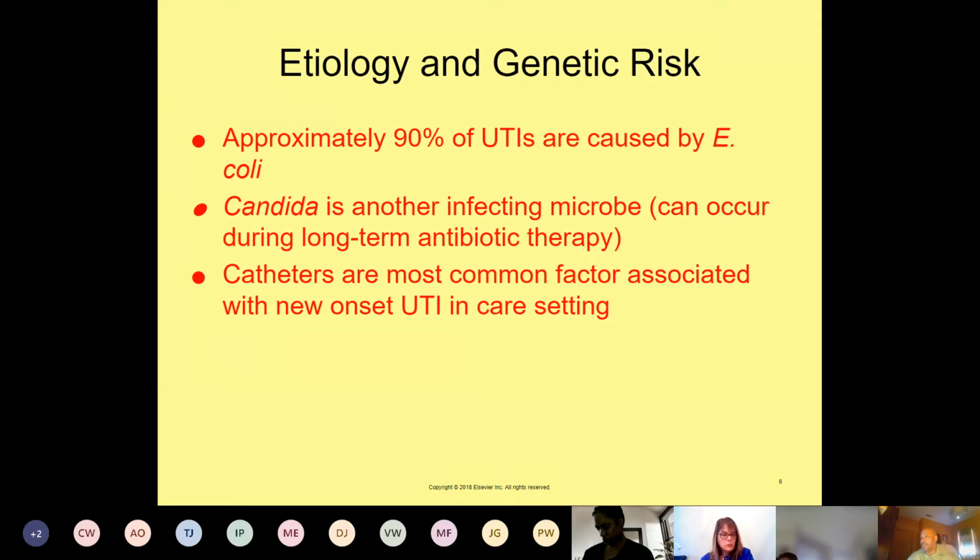All right. Now, this is very important for you to know. Catheters are, again, the most common factor associated with new onset UTIs in the care setting. Again, that's acute or long-term, it doesn't matter. Within 48 hours of a catheter's insertion, bacterial colonization will begin along the urethra and along the catheter itself. So it will begin to grow at that point.